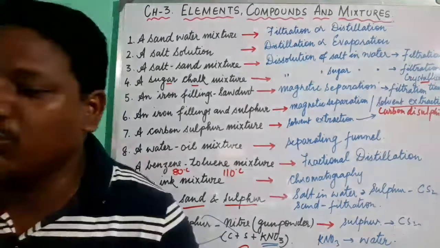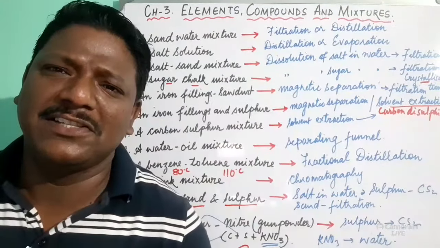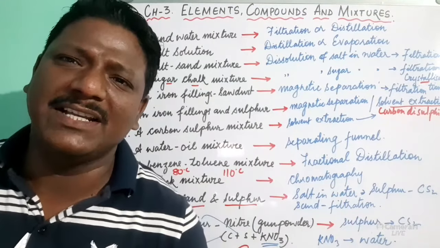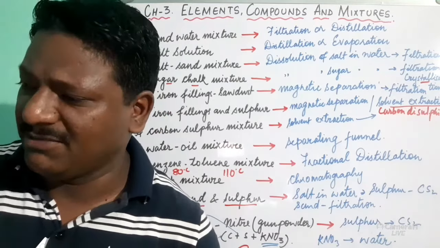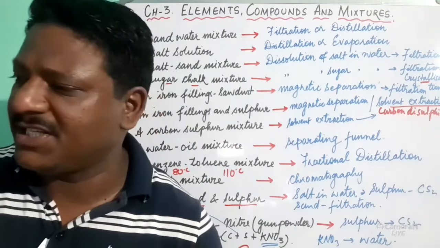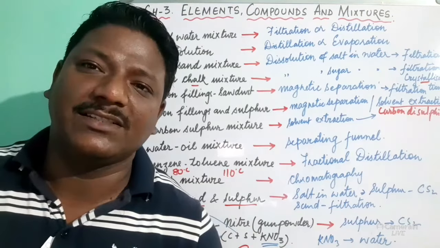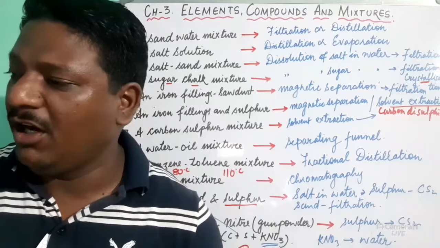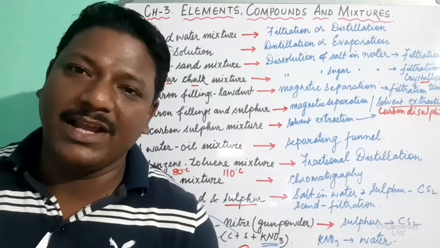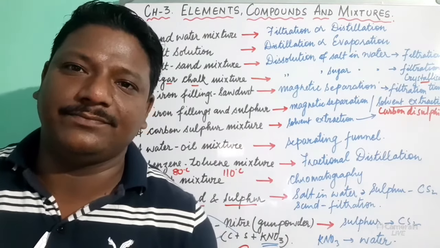Right. First, what is an element? This is very simple. An element is made of only one type of atom, and it is a pure substance. It cannot be broken down into its simpler form by any physical or chemical means. All right, you can write it.